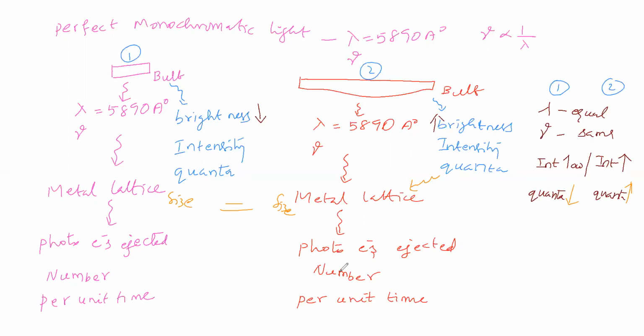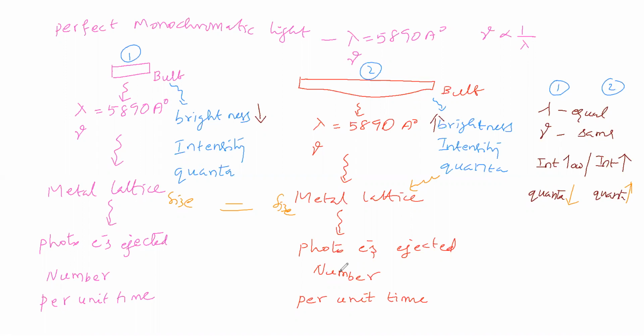What do you say? Are they equal? Otherwise, do you say the left side is high or the right side is high? In which case will the number of photoelectrons ejected be what? How will it be?